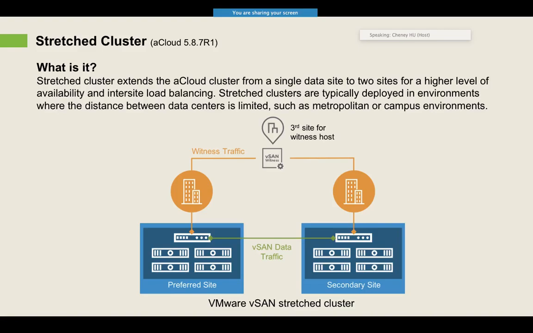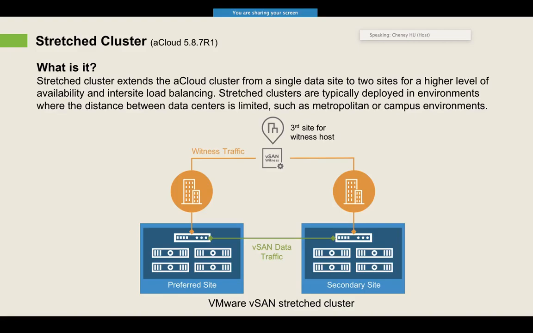And what is a stretched cluster? Basically, you can consider a stretched cluster a single cluster. The difference between a stretched cluster and the traditional cluster is that the stretched cluster is located at two different sites. Basically, you are extending our aCloud cluster from a single data site to two sites for a higher level of availability. And typically, for customers who have this kind of requirement, we need an active data center solution to ensure the business continuity for their mission critical applications.